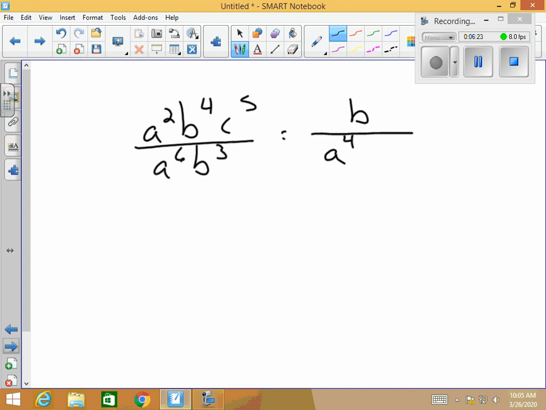And then I look at my c's. I only have c's on the top, by 5. I know I'm a little off-centered, but that's okay. We can clean that up in another step or so. But I'm fairly satisfied with that answer. So there's the quotient rule, very simple.